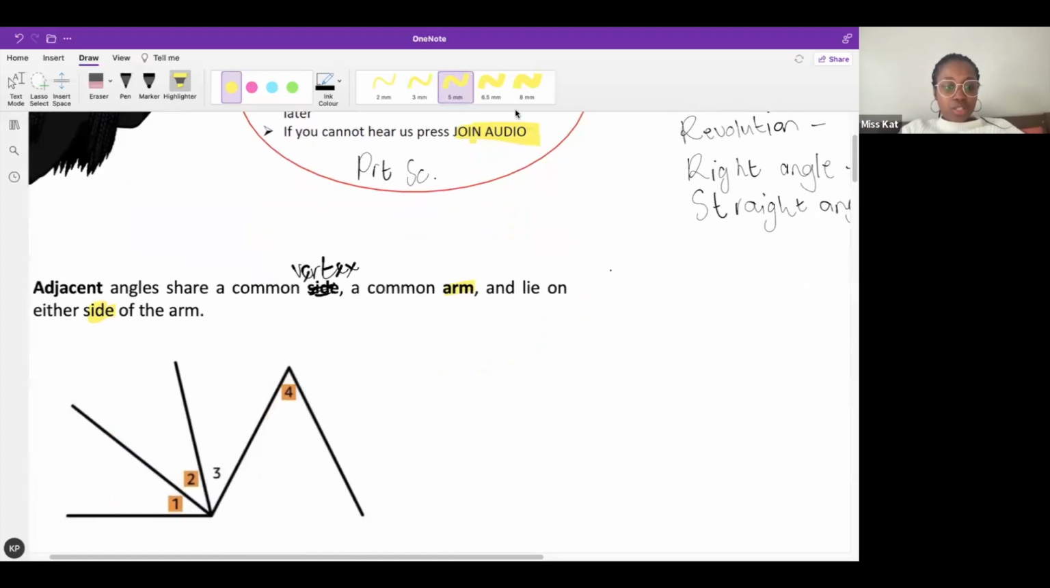I want you to tell me which angles in this specific sketch are adjacent to one another. You have to check: do they have a common arm? Do they lie on either side of the arm? And do they share a common vertex? You need to tell me 1, 2, 3, and 4. Between these, which pairs and how many pairs do we have of adjacent angles? Zianda says 1 and 2.